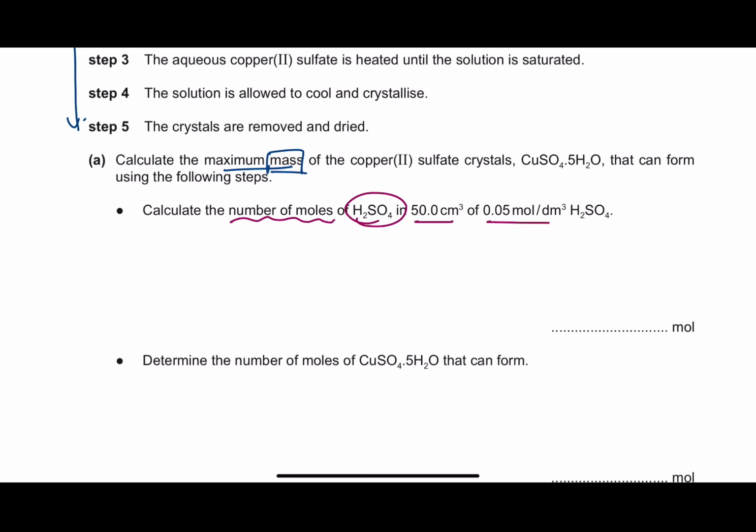of 0.05 mol/dm³ sulfuric acid. As you can see here, they have already given you the concentration, which is in dm³, which means that you have to change your volume to dm³. If you do that by dividing by 1000, you would get 0.05 dm³.